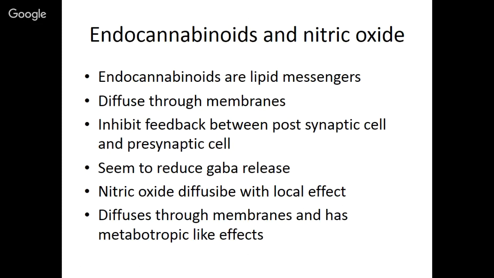Nitric oxide is diffusible and it has a localized effect. It's technically a gas, but it goes through liquids and does diffuse through membranes. It has a mechanism that's similar to metabotropic effects. What does that mean? It means it's going to act through a cascade on the postsynaptic side rather than through a receptor.